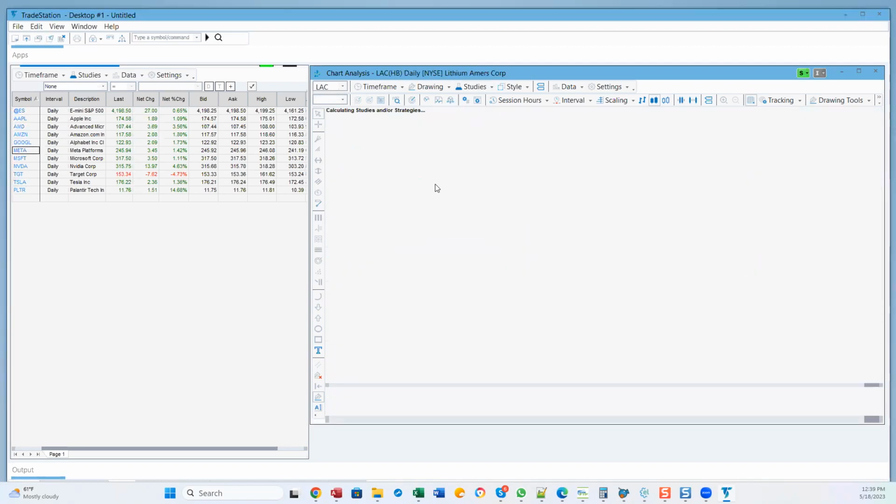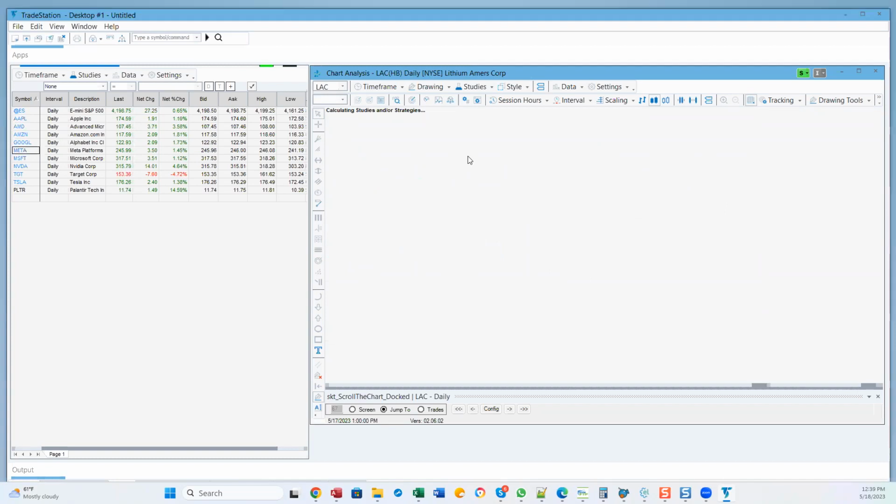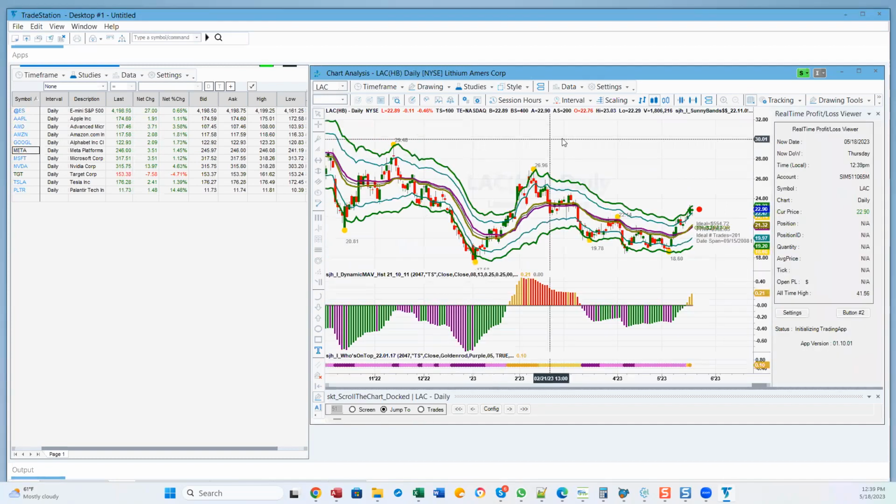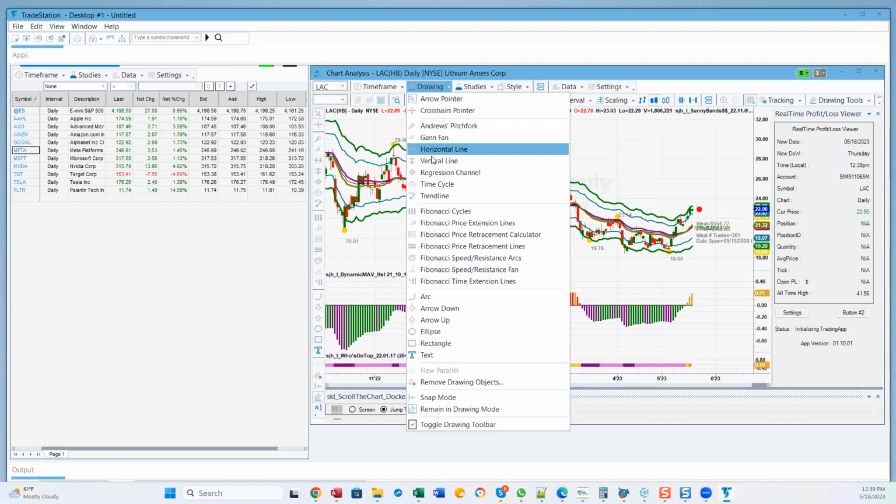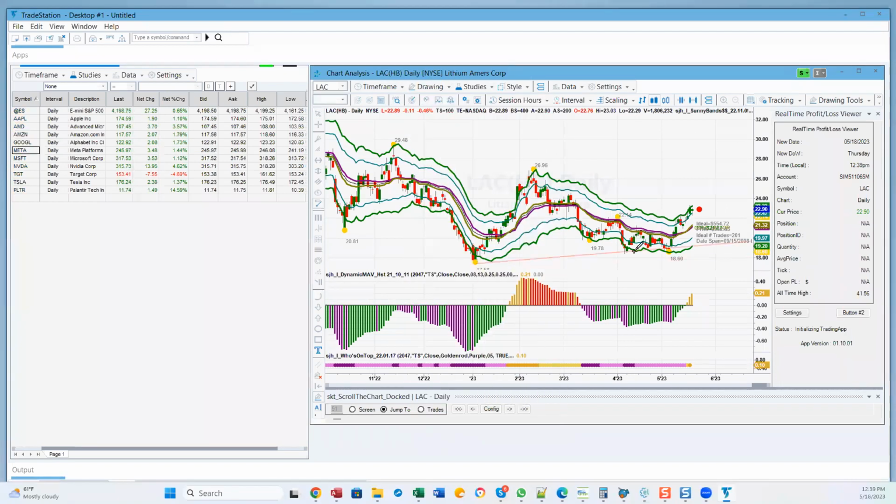So this is Lithium Americas Corp. And you would think that lithium would be going higher than that. Let's look at a trend line from here to here, and also from here to here. So it's broken out above that second trend line that I drew.